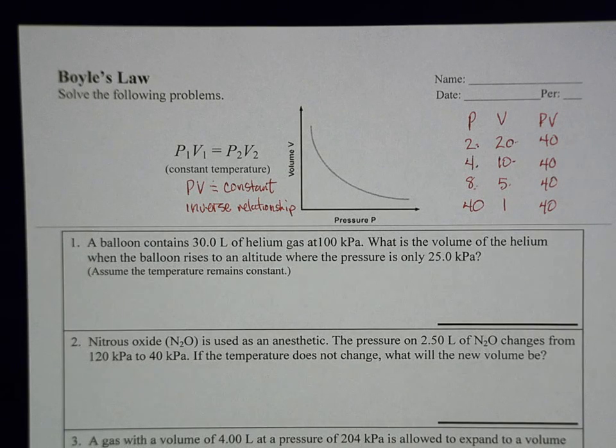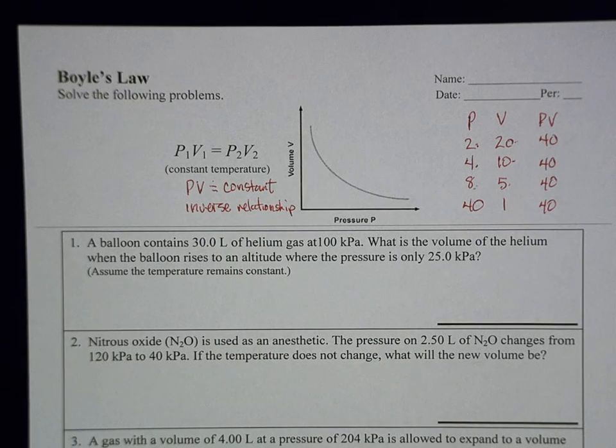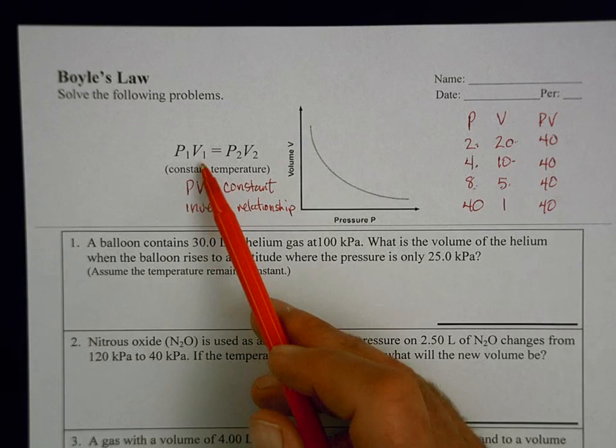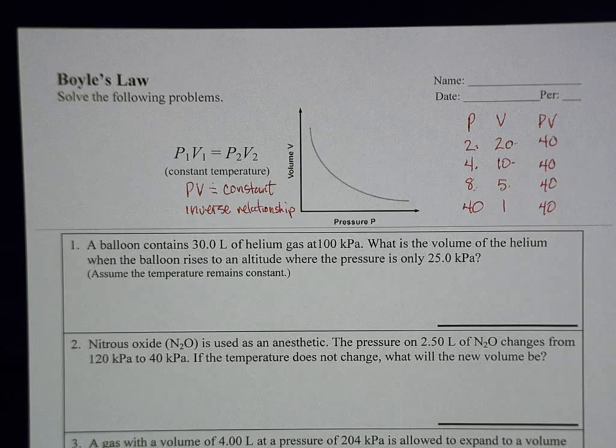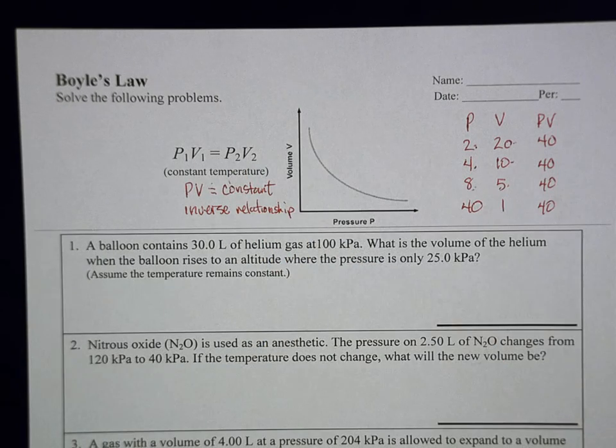Basically, we're going to solve problems using this equation, P1V1 equals P2V2, pressure 1, volume 1, the beginning state, equals pressure 2, volume 2, the end state after we changed one of the two, the pressure or the volume. They're going to tell us 3 of the numbers. We plug them in, we solve for the one that's missing. That's how we solve these.